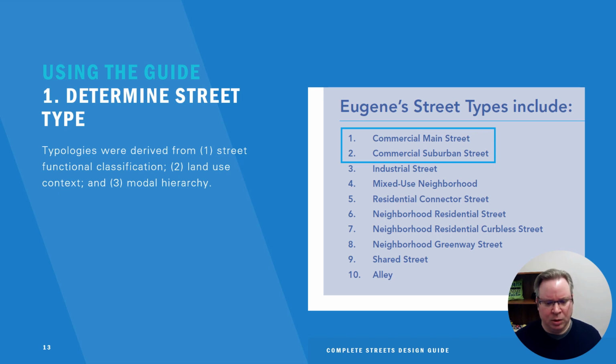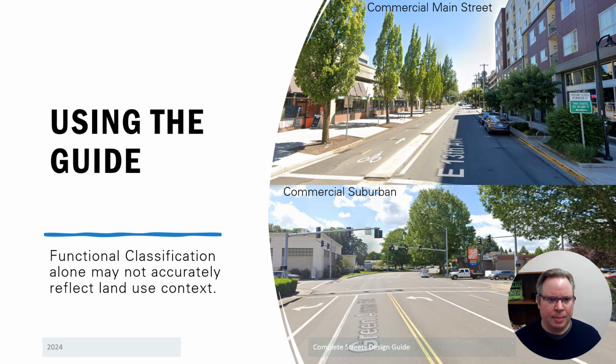For this example, we're going to look at a commercial main street and a commercial suburban street. Context is a major consideration in the Complete Streets Design Guide. For example, take these 2 streets. They are both minor arterials in classification, but on top we have a commercial main street, and on the bottom we have a commercial suburban street. Notice that the commercial main street on the top prioritizes bicycling more than the commercial suburban street, and it also offers more pedestrian elements overall.